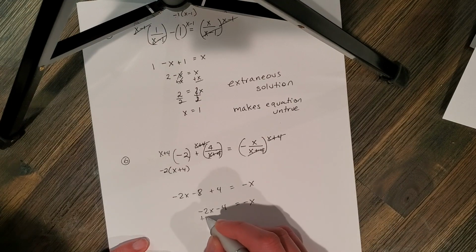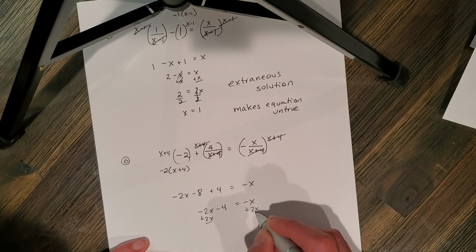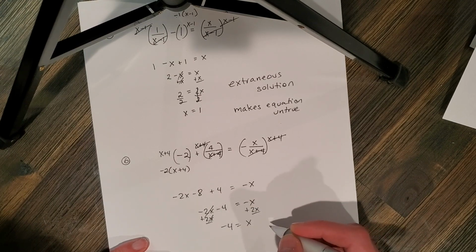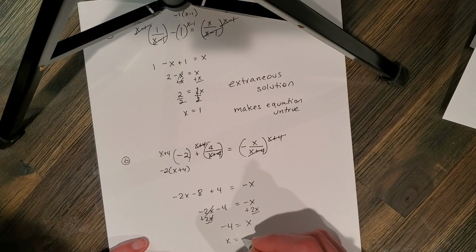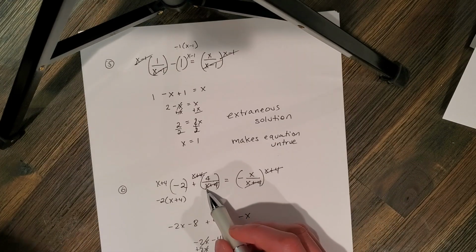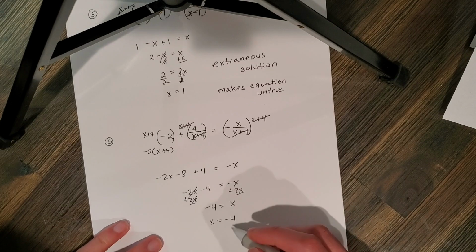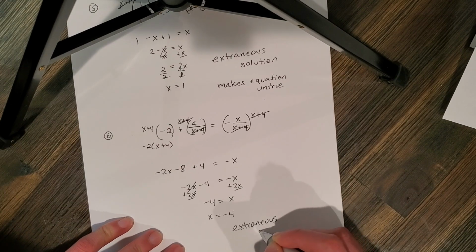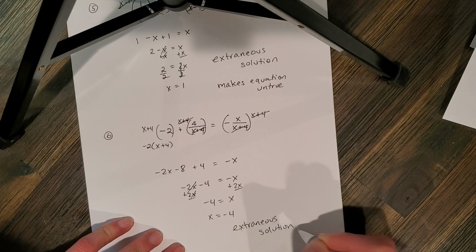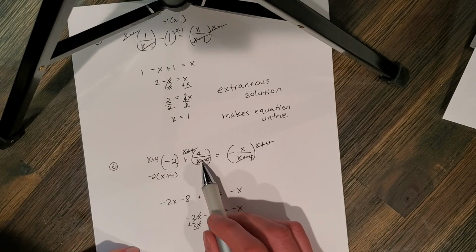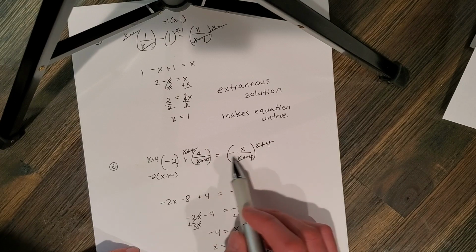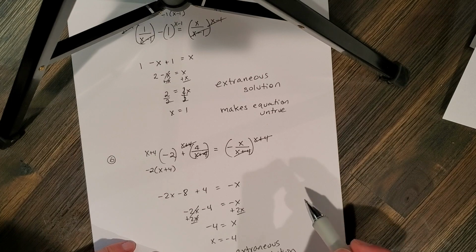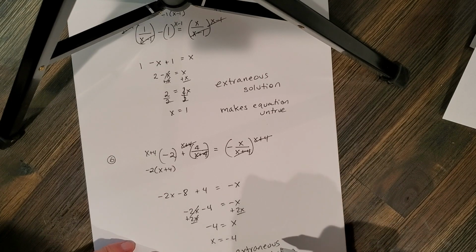Let me go ahead and add 2x to both sides. So I get negative 4 equals 2x minus 1x is just x. And so that means I'm done there. X equals negative 4. Well, what do you know? We got negative 4 again. So we say negative 4 is an extraneous solution. It makes the denominator 0, which would make no sense here. So this will not work here, okay? So what we say then is extraneous solution, and that's it.